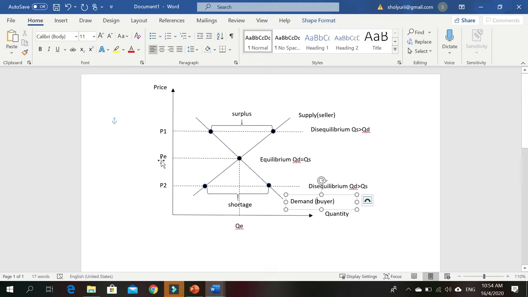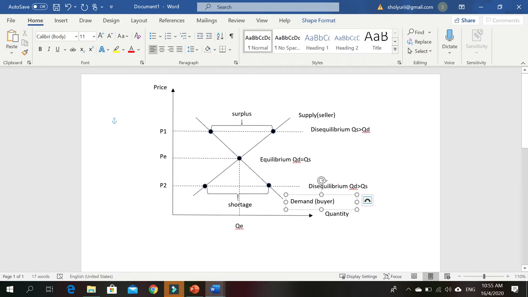Kalau harga turun pula. Harga turun daripada harga equilibrium, P2. So here, the problem is, the seller won't be happy. Because when the price is cheaper, as a seller, here is the supply curve. Okay. So, supply curve pula yang hampir kosong. Seller tak suka bila harga cheaper. Why? Bila harga rendah, dia tak akan dapat profit yang tinggi. So, seller akan kurangkan jumlah jualan.